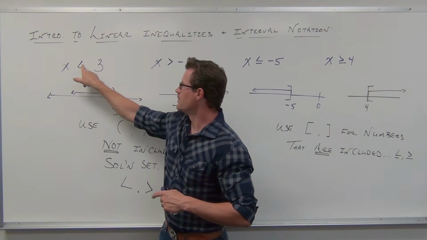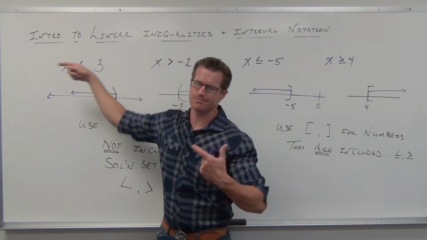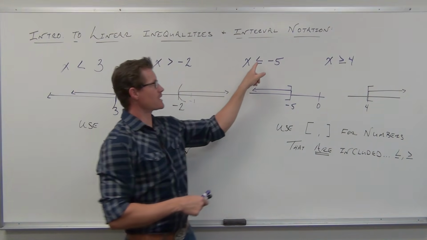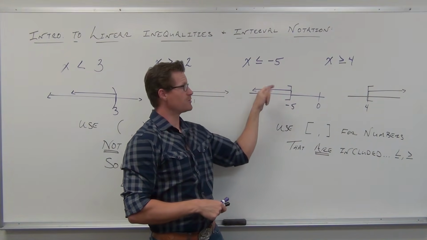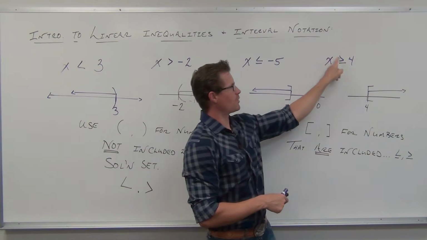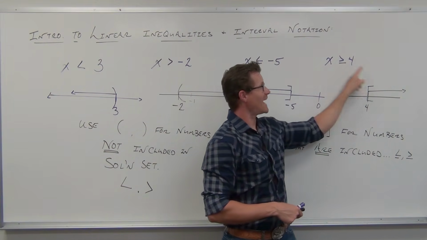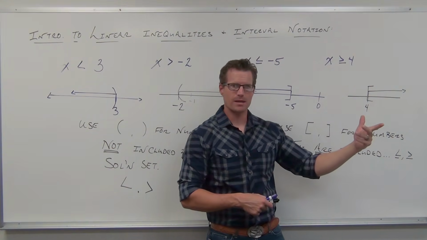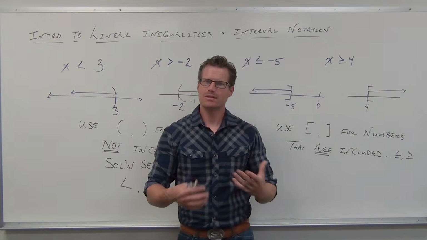It's kind of cool. This arrow points to the left. It says shade to the left. This arrow points to the right. It says shade to the right. This arrow points to the left. It says shade to the left, but include the number. This arrow points to the right. Look, it almost looks exactly the same as that. It's kind of neat. So this arrow points to the right. It says shade to the right. Include the number. That's how these inequalities work.